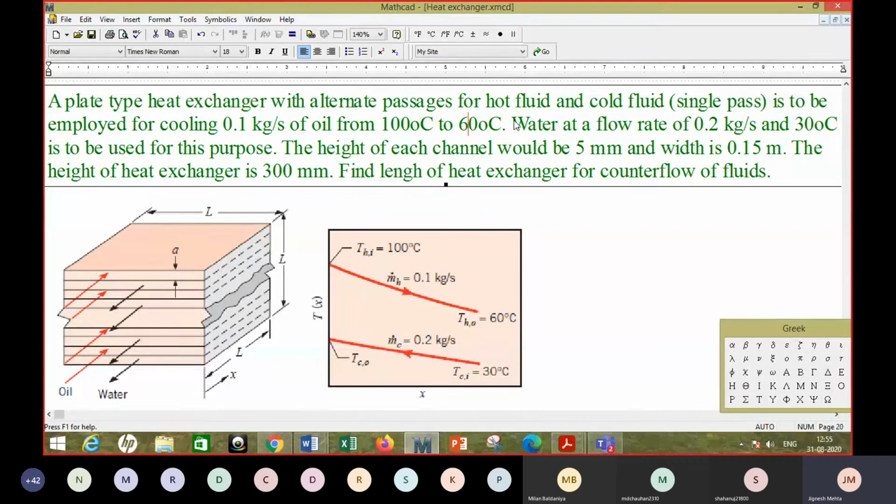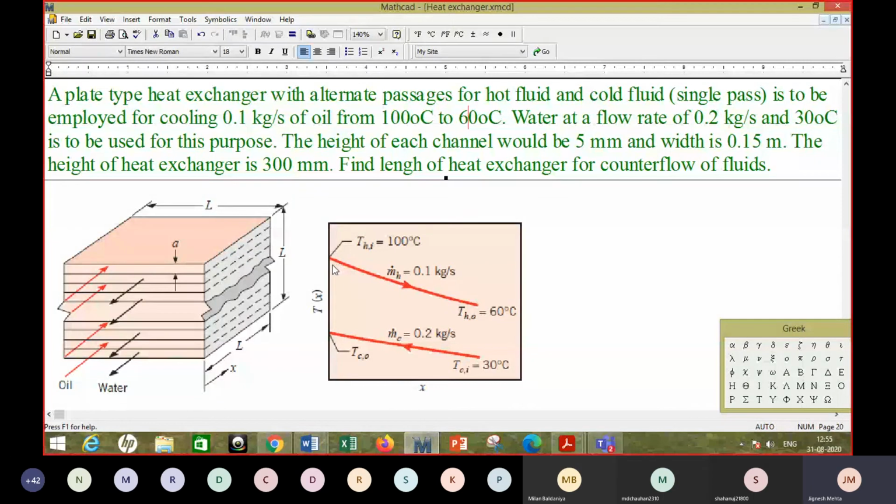That will be about the oil properties, and then the water properties would be required. And as you can see here, what is the process? The oil enters from one direction at 100 °C at a flow rate of 0.1 kg per second, and its temperature is to be reduced to 60. And the cooling water enters from the opposite side at a flow rate of 0.2 kg per second and 30 °C, and comes out at some temperature.